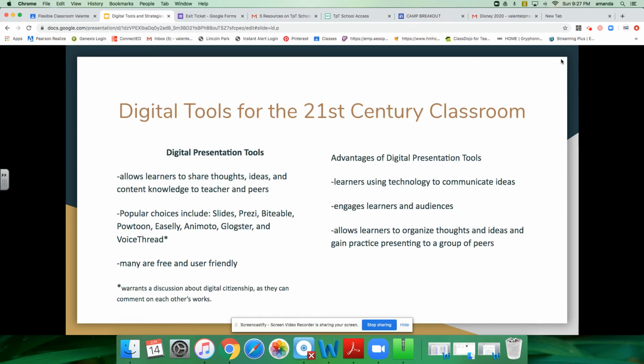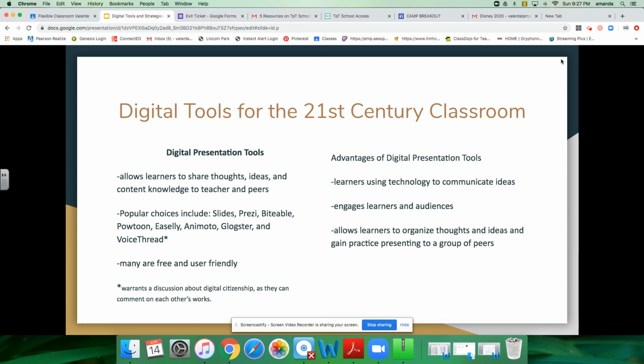And the fourth tool is digital presentation tools, which I'm using right now. As you well know, they allow learners to share their own thoughts, ideas, and content, and it can be done in really unique and interesting ways with color and shapes and transitions and music.